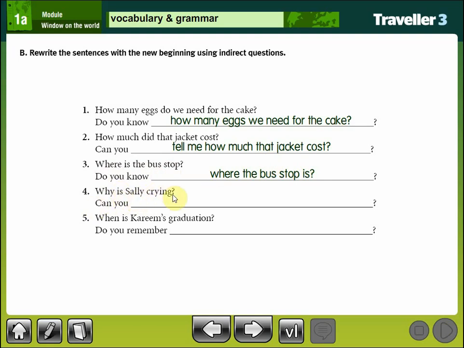Why is Sally crying? So the same thing. Can you tell me why, and is moves to the end. So can you tell me why Sally is crying? So here, after Sally, after the subject. When is Kareem's graduation? Do you remember when Kareem's graduation is? And so on and so forth.